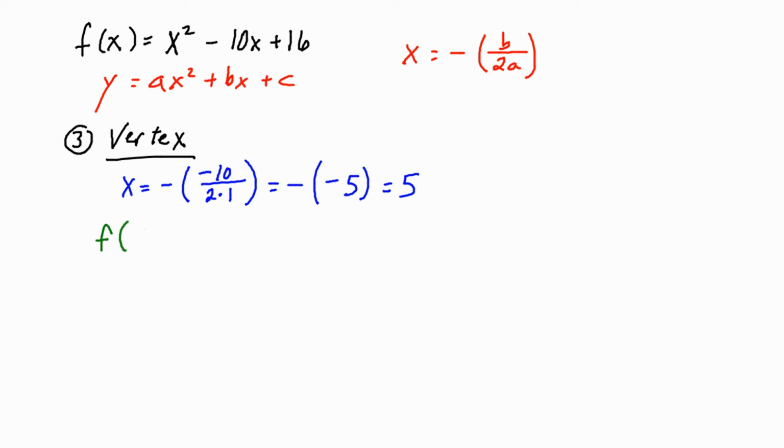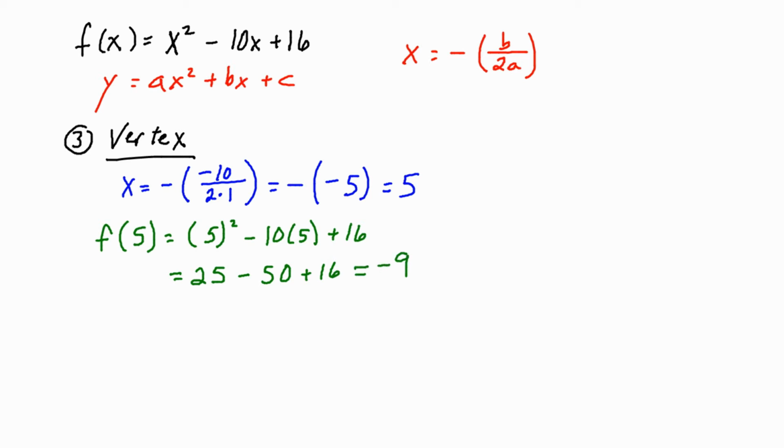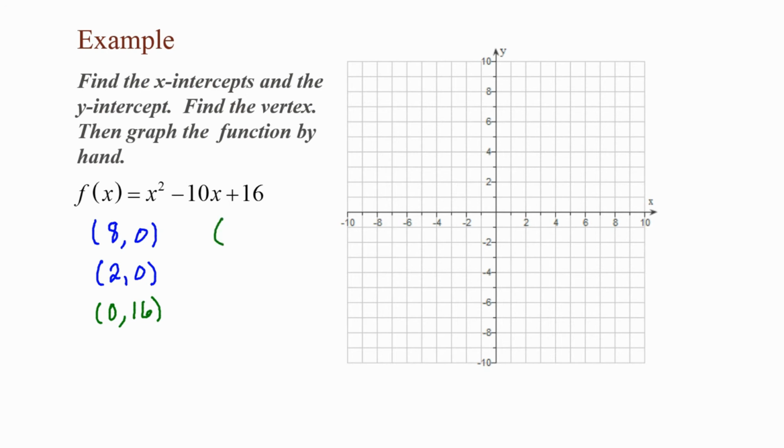Substituting that into our function, f of 5 equals 5 squared minus 10 times 5 plus 16. 5 squared is 25, minus 10 times 5 is 50, plus 16, which equals negative 9. So our vertex is 5, negative 9.